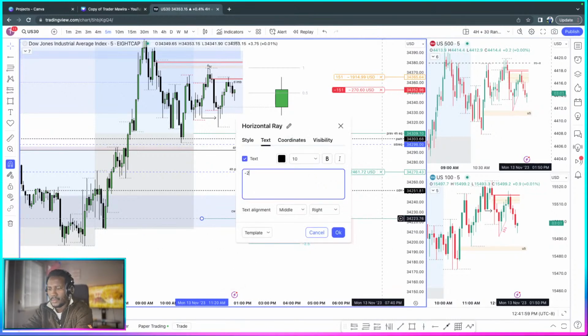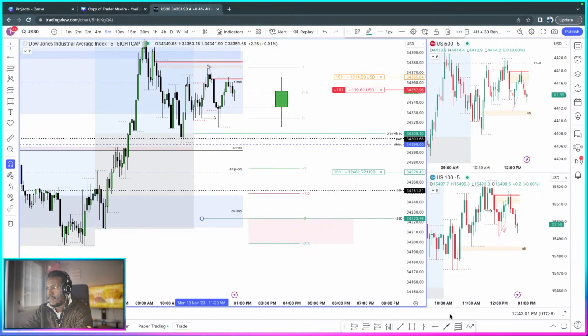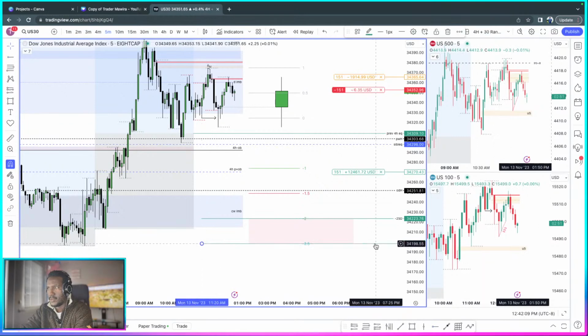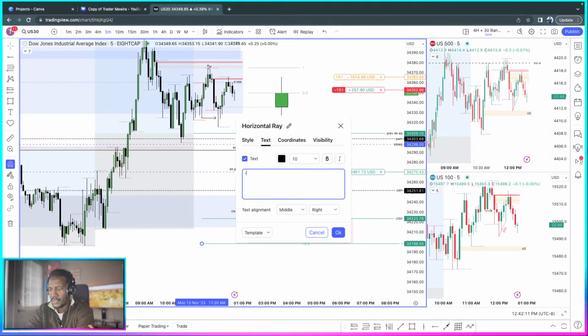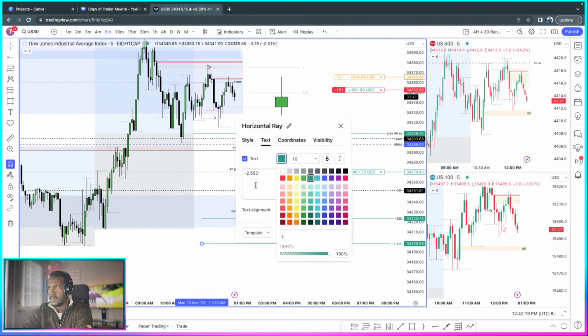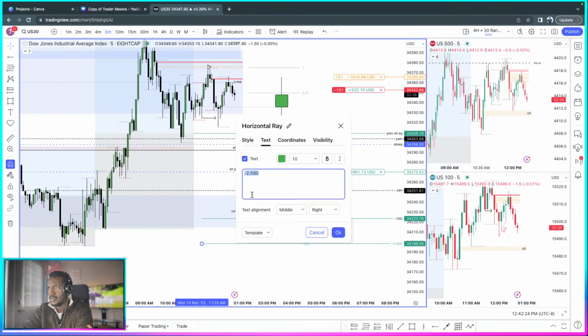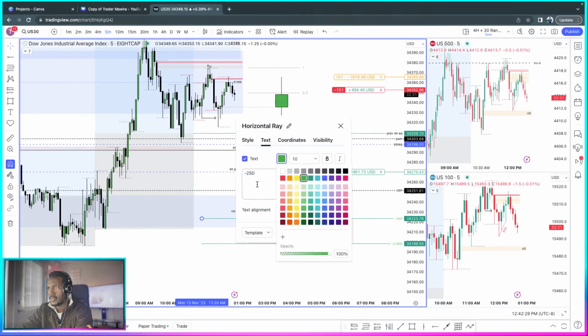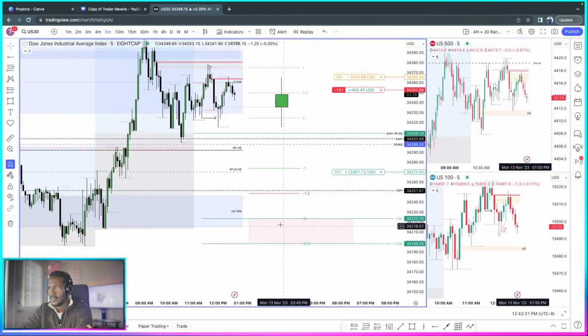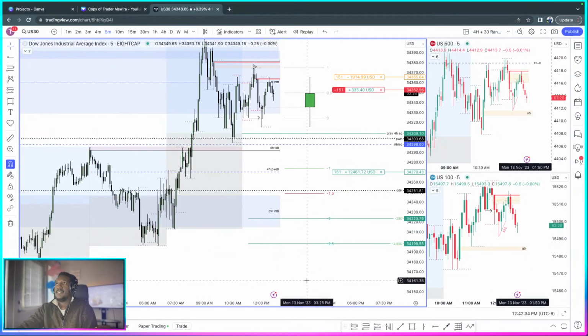So -2 SD to -2.5 symmetrical standard deviation, right? Symmetrical swing, whatever, the same thing, I believe. Should have this in green. Let's get rid of that box. Yep, that looks good to me.